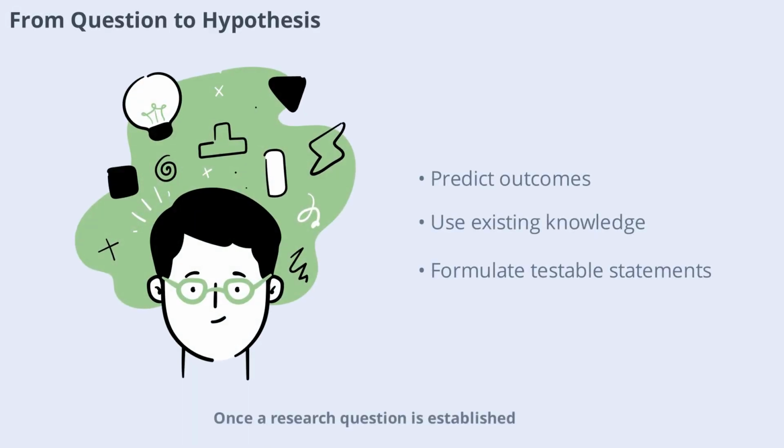Once a research question is established, the next step is to translate it into a hypothesis. This involves predicting an outcome based on existing knowledge, theory, or preliminary data. For example, if your question is whether a new drug lowers blood pressure, your hypothesis might state that patients taking the drug will have lower blood pressure compared to those who do not. This transition from question to hypothesis is a critical step in designing effective medical research.